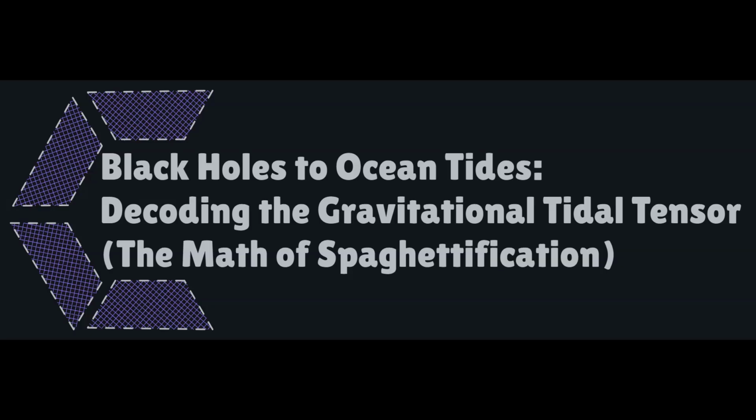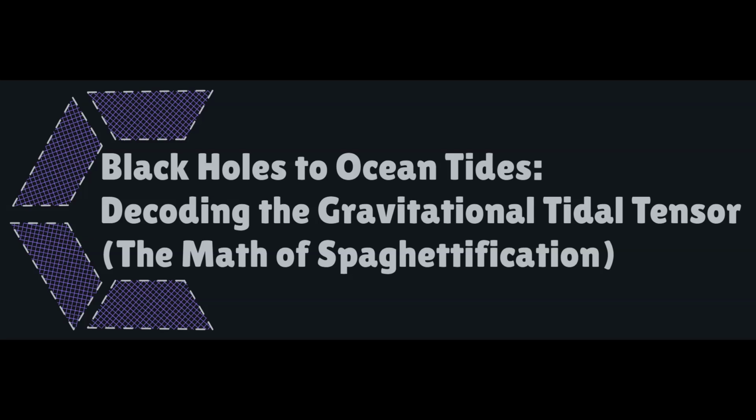It's strongest along the axis pointing right at the mass. It pulls the near side even nearer and the far side relatively farther. So if you're falling feet first towards a black hole, that's the term stretching you head to toe. Precisely. But notice the second term. It's negative, meaning it pushes inward.